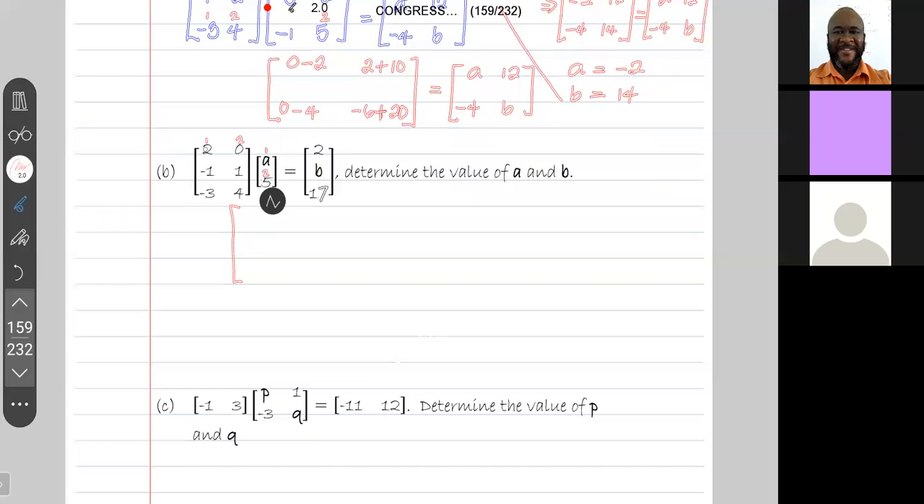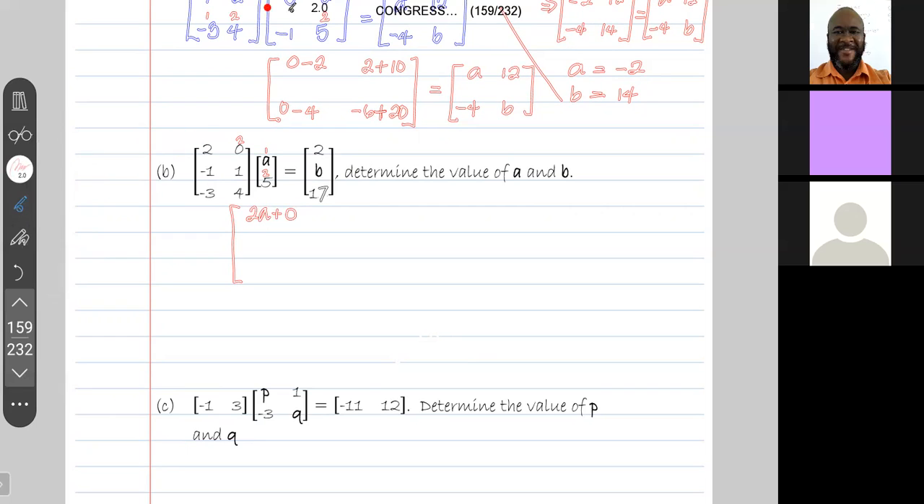So it's 2 times A. Remember, the first element in the row by the first element in the column, and the second element in the row by the second element in the column. So 2 times A is 2A. That's the first element in the row times the first element in the column. And 0 times 5 is 0. That's the second element in the row by the second element in the column. So I just multiplied the top row by the one column.